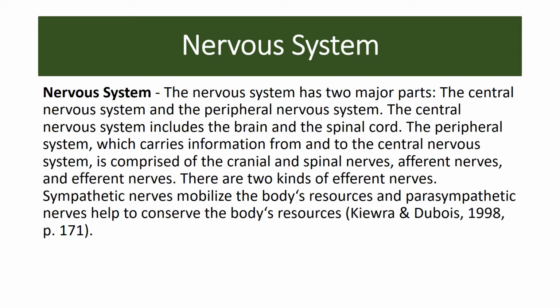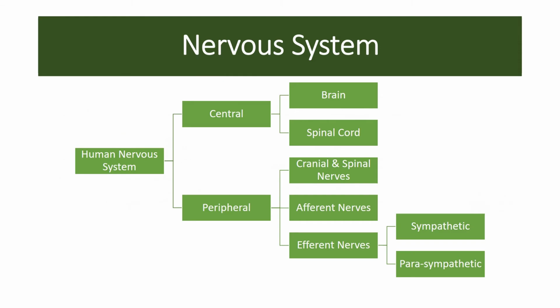And the goal is for them to take this textual information and turn it into something that looks like this. In this case, obviously this is a hierarchy. So the human nervous system is divided into, according to the text, the central nervous system, brain and spinal cord, and the peripheral nervous system, which has cranial and spinal nerves, afferent and efferent nerves, etc., etc.